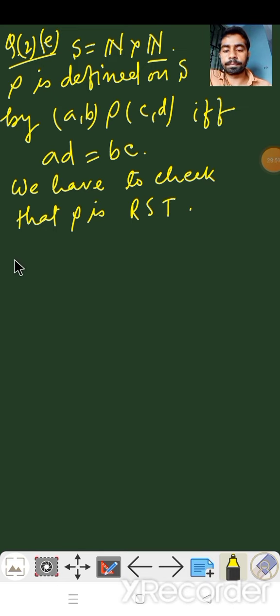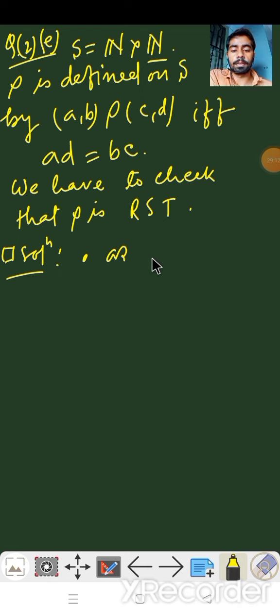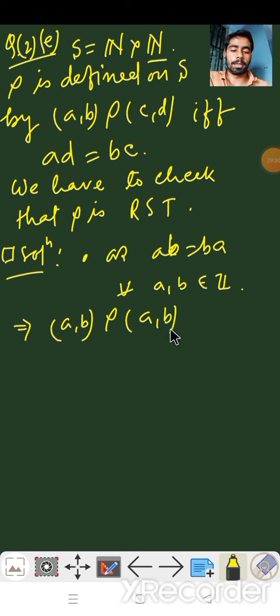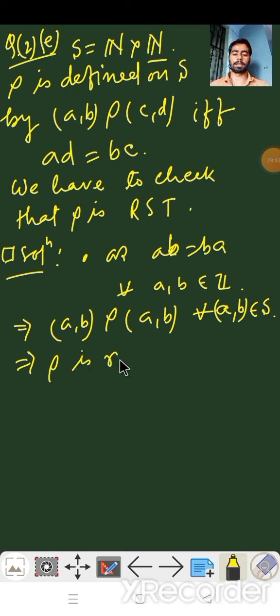In this question we have seen that AB equals BA for all AB belongs to Z, which implies that the ordered pair AB is related to the ordered pair AB itself for all AB belongs to S, and which implies that rho is reflexive.